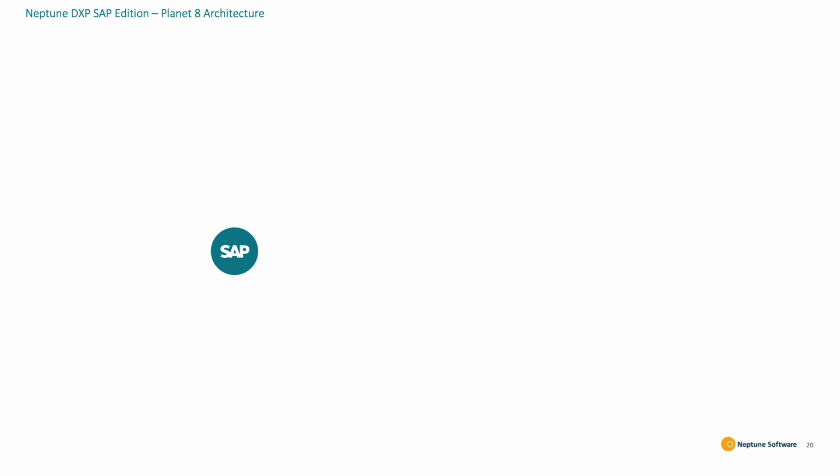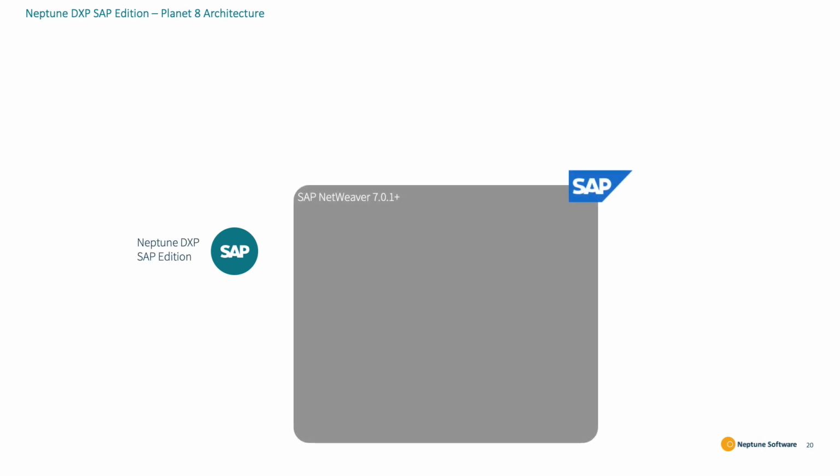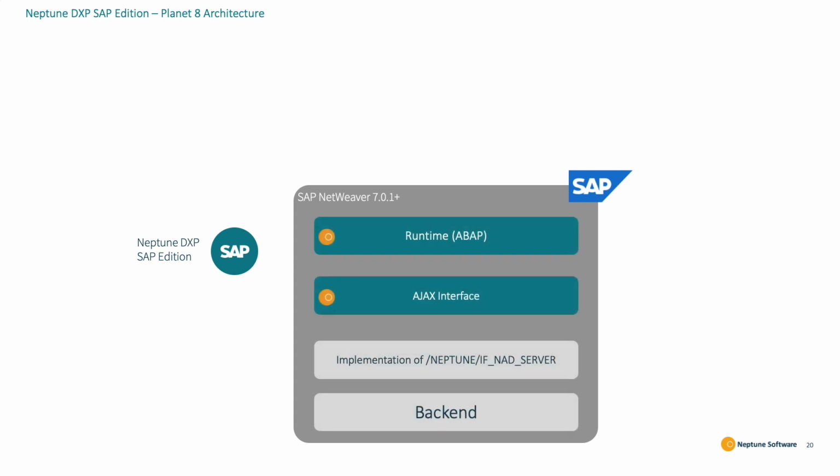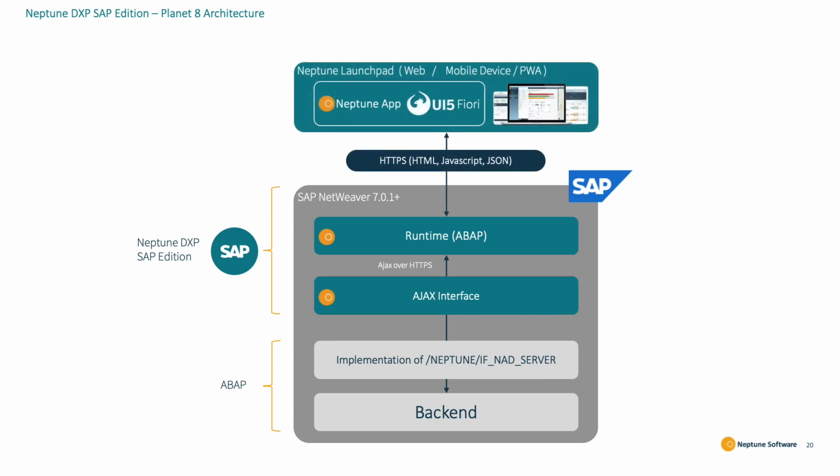So let's have a look at the architecture. Here's the SAP system, and we can see the ABAP runtime and an AJAX interface. This allows the SAP edition to communicate with the ABAP backend, and everything, as you can see, is running inside the SAP system. Out of the top, you can then run a Neptune Launchpad, which is available within the web browser. And here you can host the UI5 applications you build within the platform.